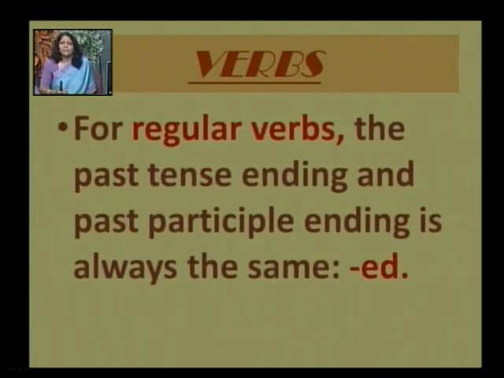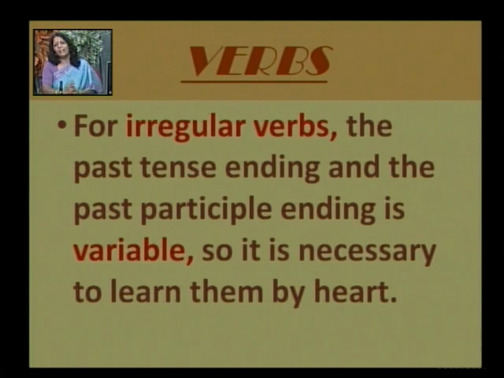For regular verbs, the past tense ending and past participle ending is always the same. That is, if we just spell it, it is ed, and if we use the sound, that is ed. For example, if you have a verb want, then you have wanted. That is how the endings are different. If we look at the irregular verbs, the past tense ending and the past participle ending is variable. It is not as we find in the regular verbs, so it is necessary to learn them by heart.